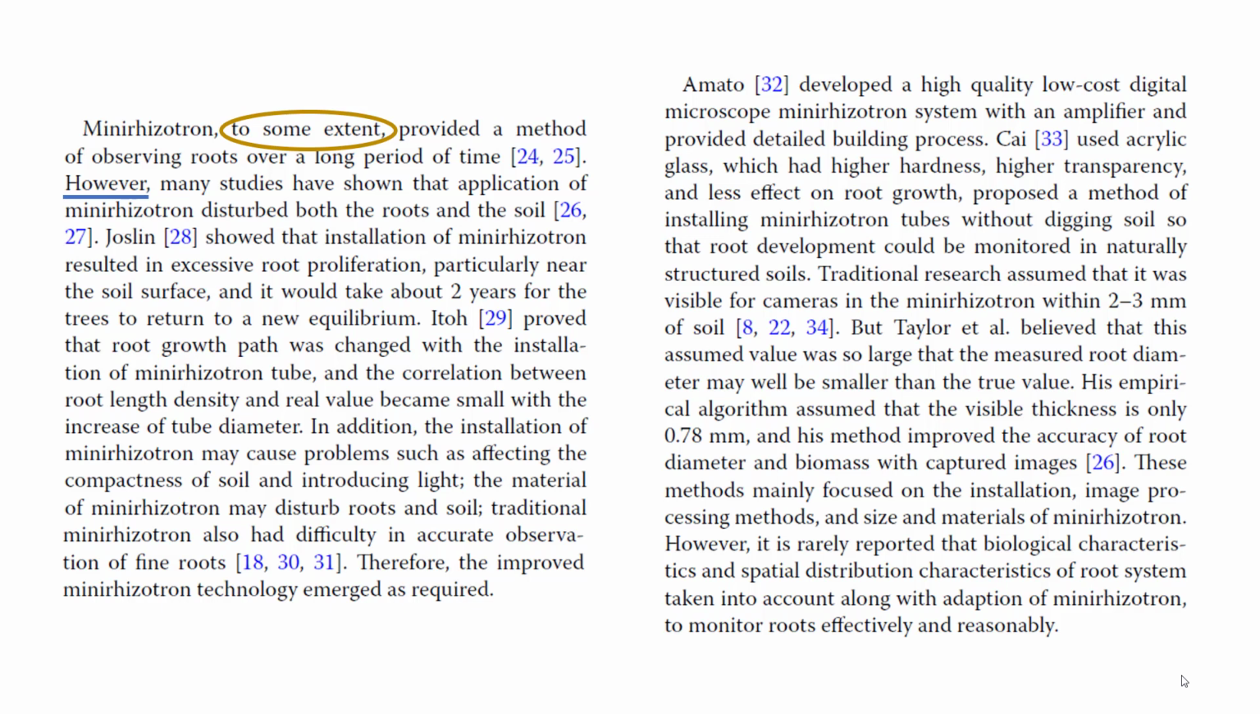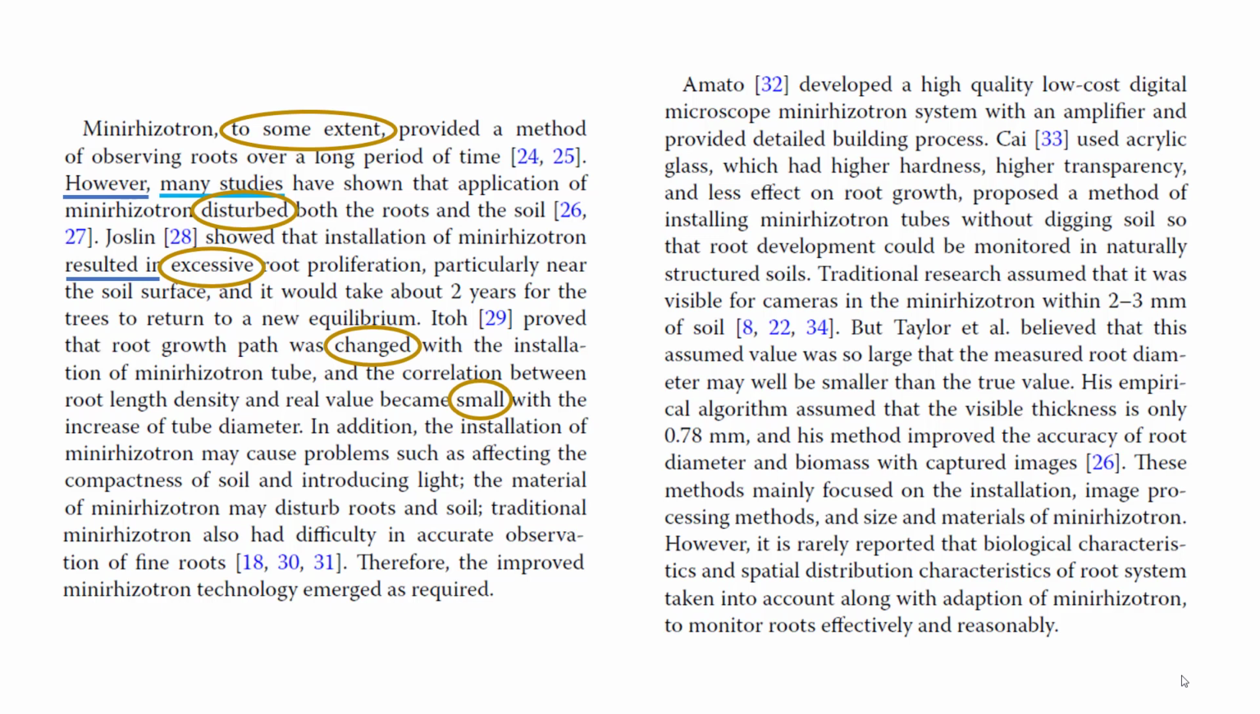Many studies, we're looking at previous research, the mini-rhizotron disturbed the roots. They were able to observe the roots without destroying them, but they actually disturb them. They're going to change. It caused excessive root proliferation. So the roots are growing more than they normally would. So again, we're changing what we're studying, and that's not ideal, because if we're changing what we're studying, our results are not accurate. This is the observer's paradox, that if you observe something, you very often change it, and so therefore your observations are not valid.